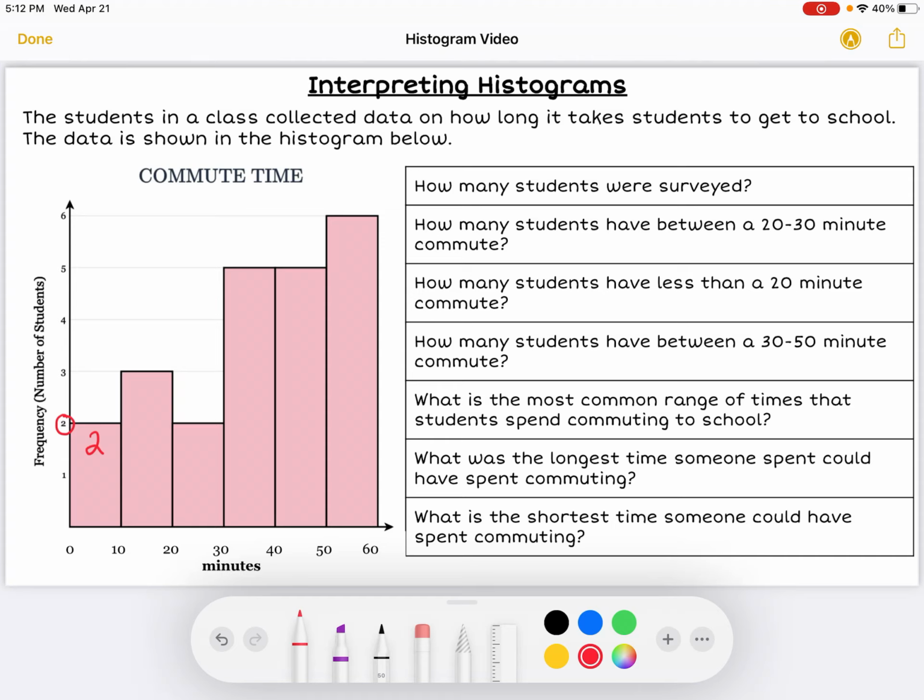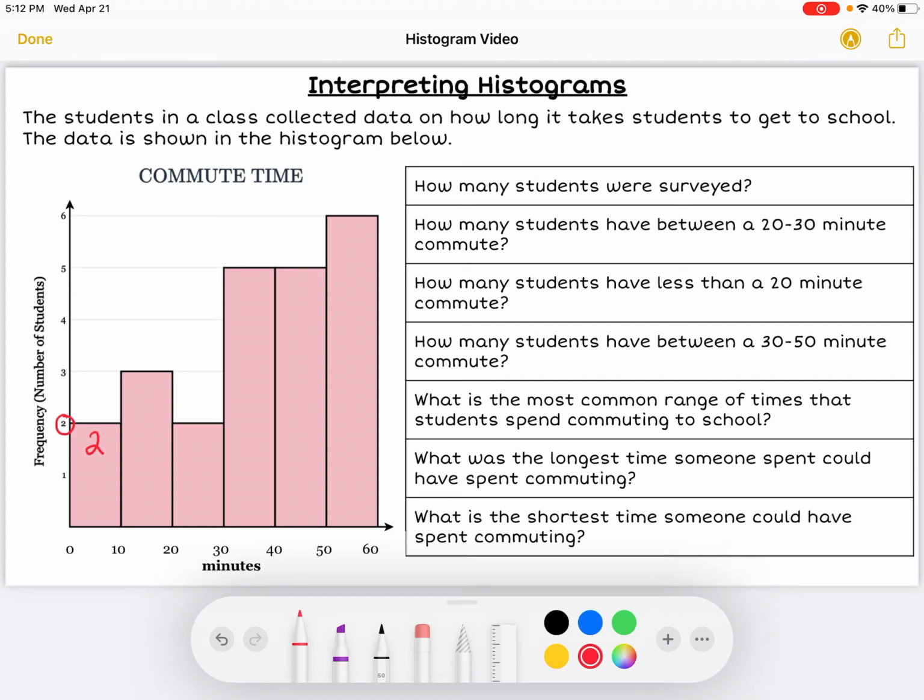The first question asks us how many students were surveyed. To figure this out, I'm going to want to find how many students are in each section or in each bar by looking at the height of each bar. And then I'm going to add up all of those numbers to figure out the total number of students in the survey. We already did the first one. We already found there are 2 students that have a commute time from 0 to 10 minutes.